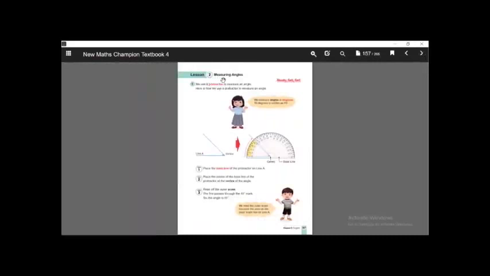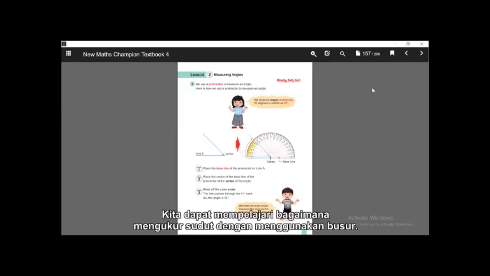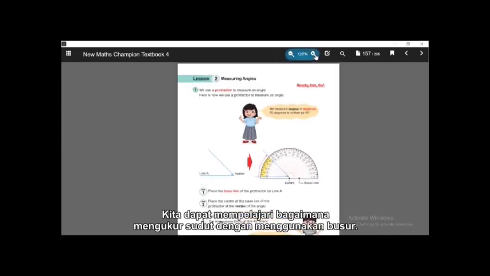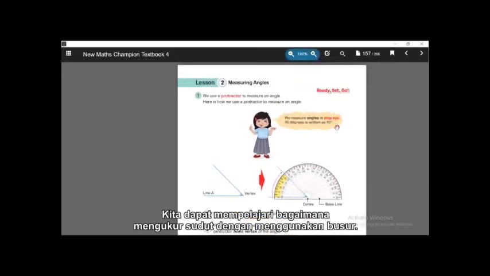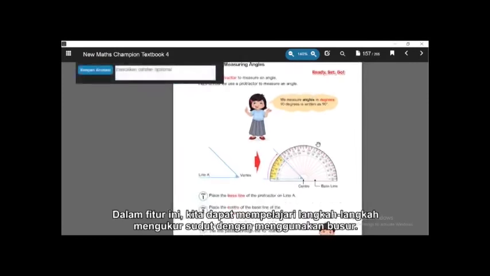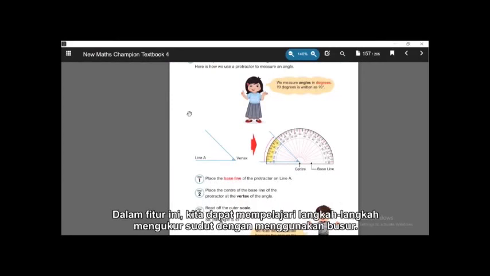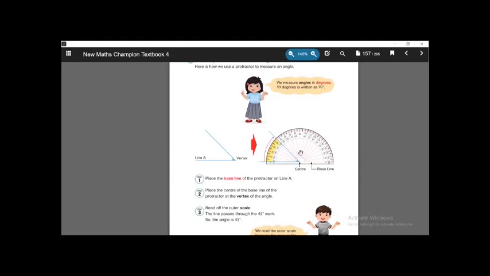This is lesson 2. It is about measuring angles. We can learn here how to measure angles by using a mathematical tool, which is the protractor. And in these features, you can learn the steps of how to measure the angle by using the protractor. The protractor can help us to find the degrees of the angle.